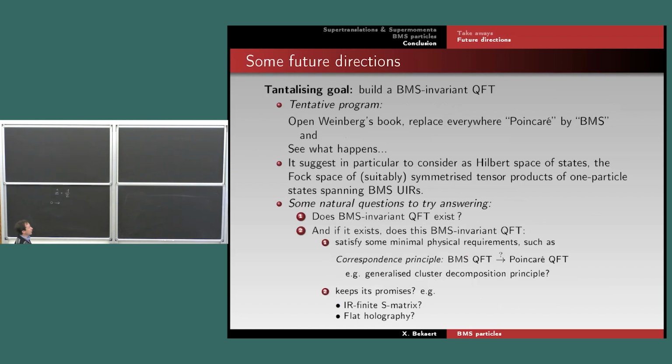So the goal, as I said, was to try to build a BMS invariant QFT. Of course, this is too difficult. We just took something much simpler, which was to revisit the Hilbert space of states. And what we found, and I insist, is a separable Hilbert space of states for one particle. As long as you take the Fock space of one such particle, it's still separable. If you take a countable collection of such Fock spaces, it's still separable, but it's not clear that it's enough to do real physics, like the S matrix. So that's a big question.